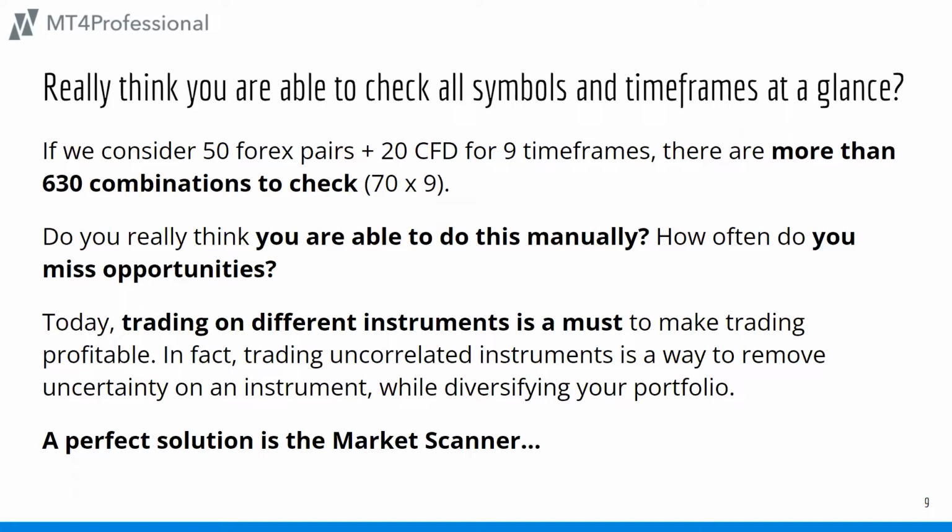helping them. So today, trading on different instruments is a must. To make trading more profitable, we need to trade uncorrelated instruments, not just the same one over and over and over again, because a lot of times instruments will be in and out of tradability, which means that sometimes they trade nicely and they trend nicely, other times they don't. So having a well-diversified portfolio of pairs which are uncorrelated will give you the best chance of finding profitable trades. A perfect solution for this, of course, is a market scanner.